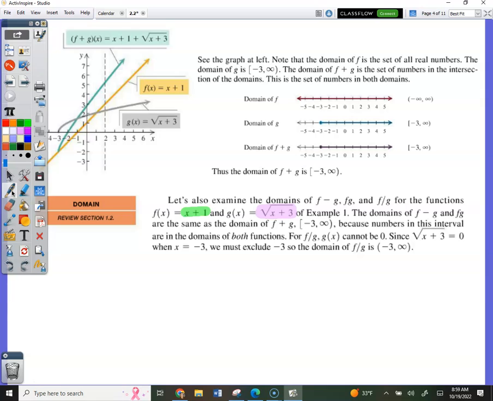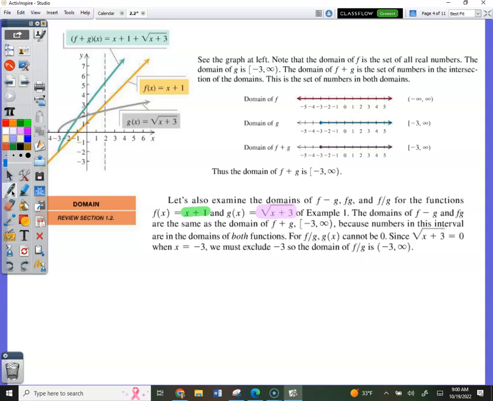You cannot take the square root of a negative number, which means zeros or positive numbers are allowed. Look at these number lines right here. The domain of f, which was linear, is all real numbers. Makes sense. You can plug anything you want in. The domain of g has a restriction.